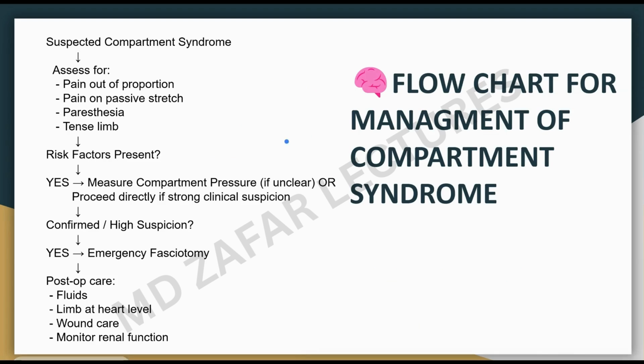So, this is the flow chart. If you're suspecting a compartment syndrome, assess for pain, paresthesia, and tension in the limb. If any of the risk factors which I have explained is present, then please consider that there is a high likelihood of developing compartment syndrome. So, what will you be doing? You will be measuring the compartmental pressure, and if you have a suspicion, then you will go with emergency fasciotomy. In the post-op care, fluids, elevation, wound care, and monitoring are going to play the key role.